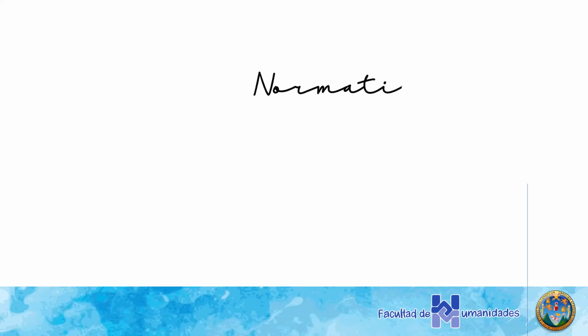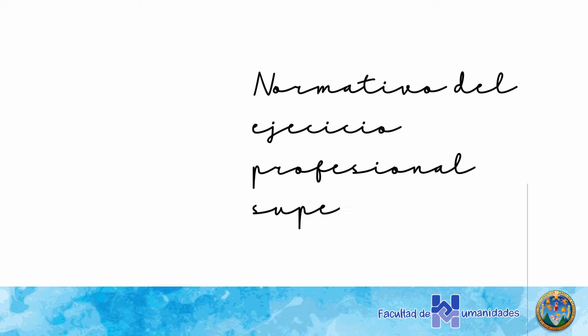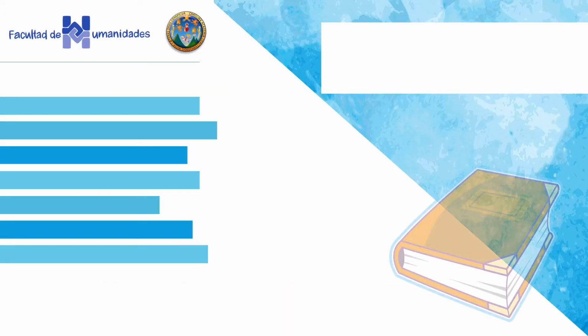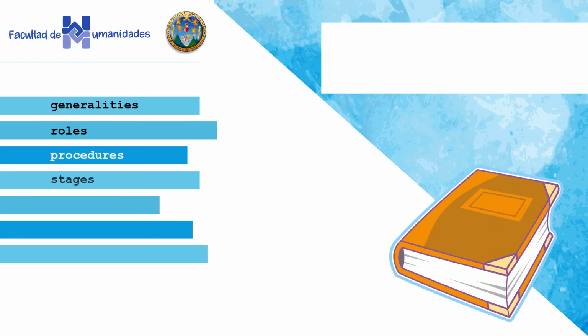The Normativo del Ejercicio Profesional Supervisado, or Professional Supervised Practice, contains all the legal and official implications Facultad de Humanidades recognizes for the completion of any PSP, applicable not only for Licenciatura en Lingüística del Idioma Inglés, but for all licenciaturas in Facultad de Humanidades. These contain generalities, roles, procedures, stages, sites, evaluation, and methodology, among other details. Here is what this speaker considers the most relevant points to remember from it when conducting your PSP.